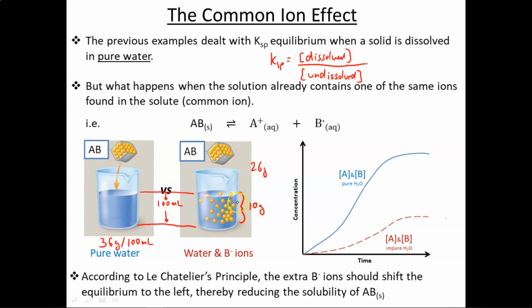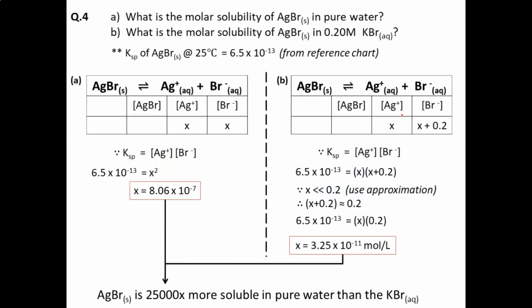And so by having some salt already pre-dissolved in solution, I can't dissolve as much as I could have if it had been just pure water instead. The same holds true even if they're not the exact same compound, so long as they contain a common ion between them. Let's take a look at an example to understand why this is.